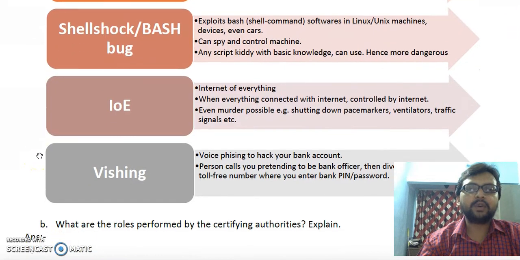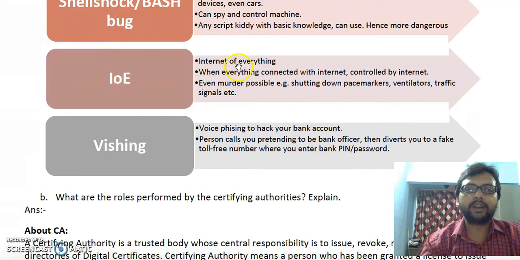Then the same way IoE, which stands for Internet of Things or Internet of Everything, where everything is connected with the internet. So in this particular time, even murder is possible. For example, shutting down a pacemaker. That is, we can actually stop someone's heartbeats if a pacemaker is attached to their heart, or ventilators, or one can easily block or divert the traffic signals.